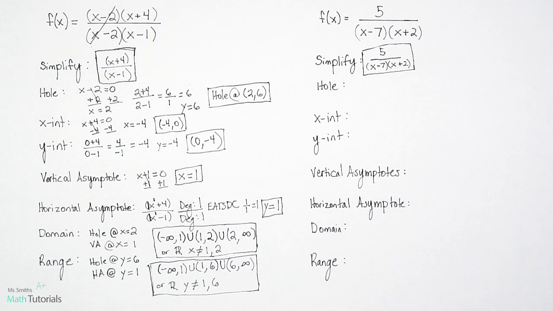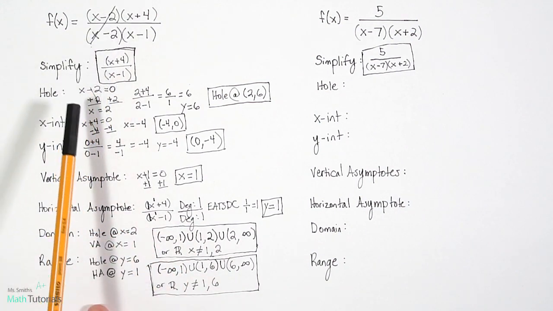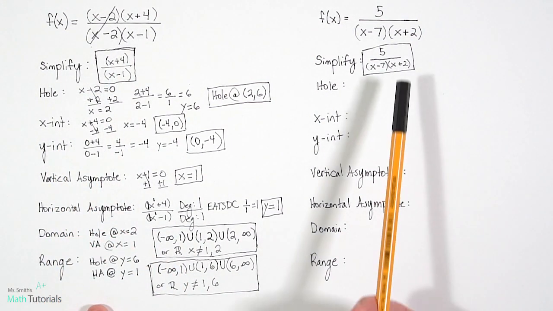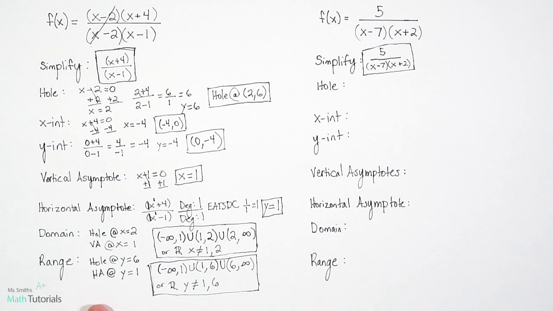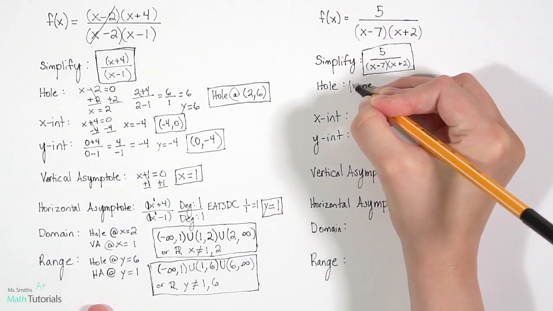So when we look to see if there's a hole, remember we first always find the x value. So we set factors that occurred in both the numerator and the denominator equal to 0. So like here, we had those canceled factors, so we set that factor equal to 0. Here, notice there's nothing for us to cancel. So in this case, there is no hole. So we would just put none.